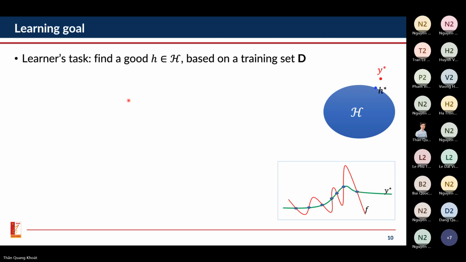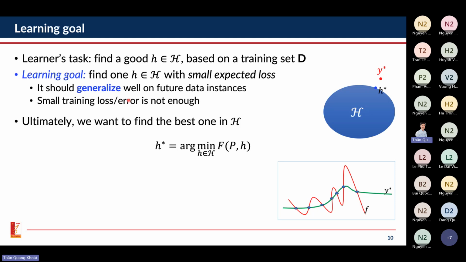Okay. And of course, when we train the models, we are trying to find one specific member in a family H that minimizes the population error, the test error. Sometimes we call this the test error. Okay? That is the ultimate goal of the training process.